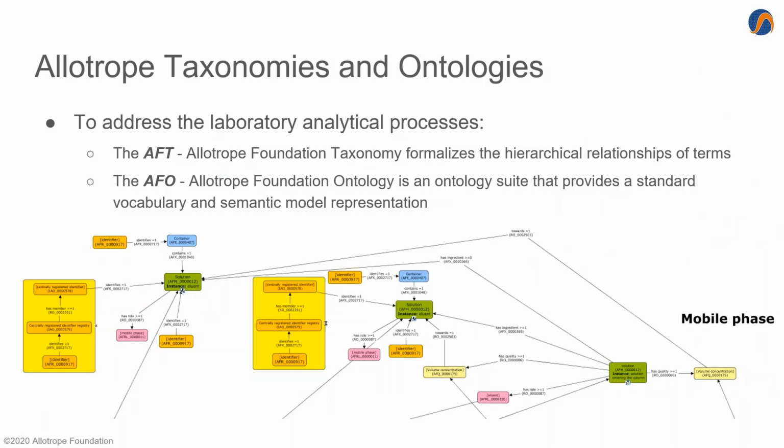To summarize, the Allotrope taxonomies and ontology address the laboratory analytical processes. The AFT formalized the hierarchical relationship of terms. The AFO is an ontology suite that provides a standard vocabulary and semantic model representation. So what is this model representation? Let's dive in.